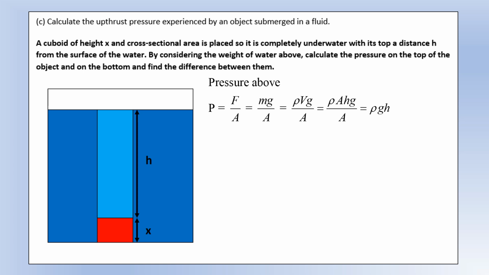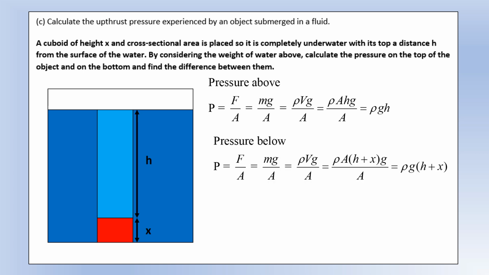So the pressure above the object would be due to the weight of the water above it. So the weight would be mg, and it's spread over an area A. Mass is going to be density times volume. So what we can do is cancel the A's, and we can end up with the pressure on the top surface is just the density of water times g times how far underwater you are. And we can repeat the process for below the object too, but instead of h, it's now h plus x.